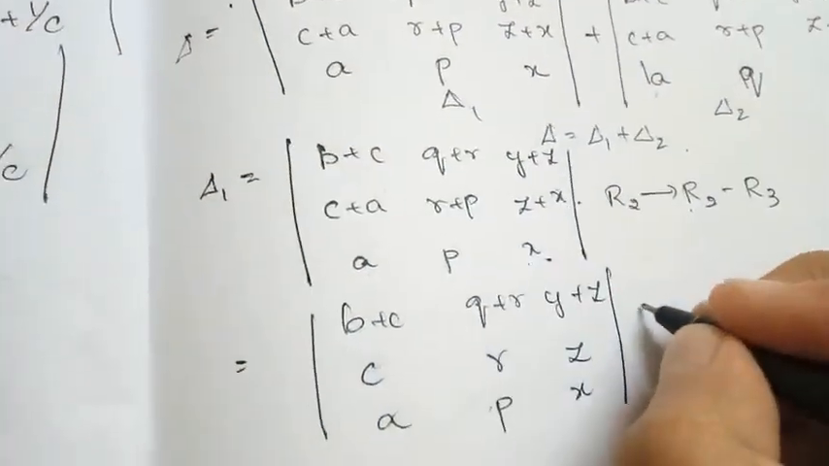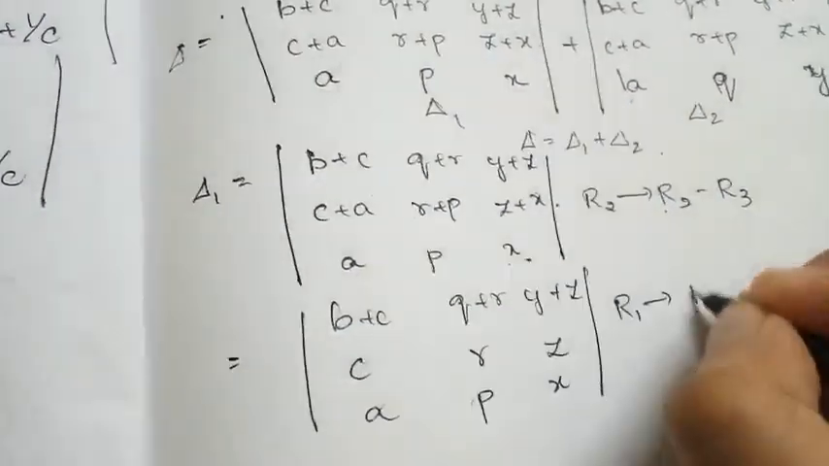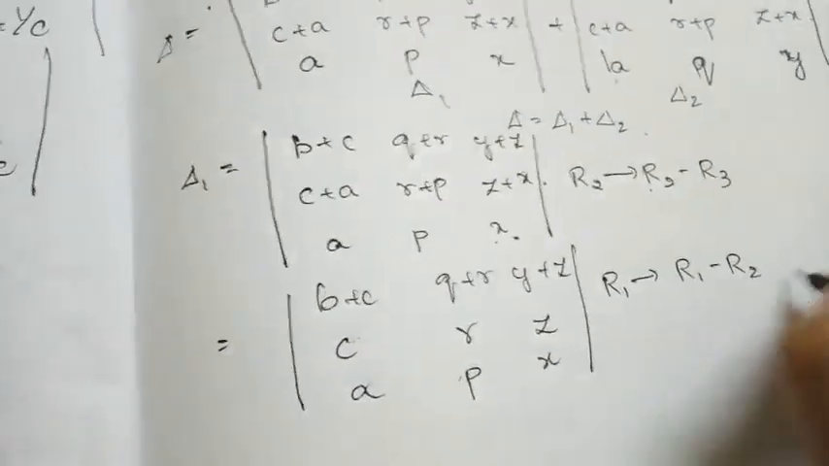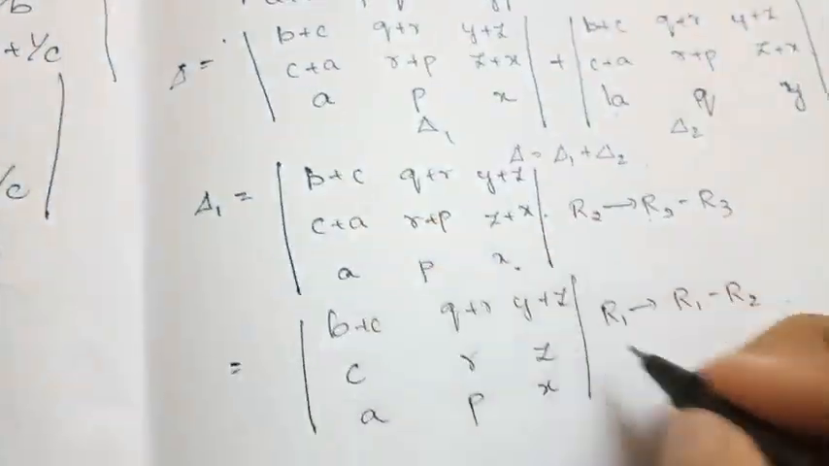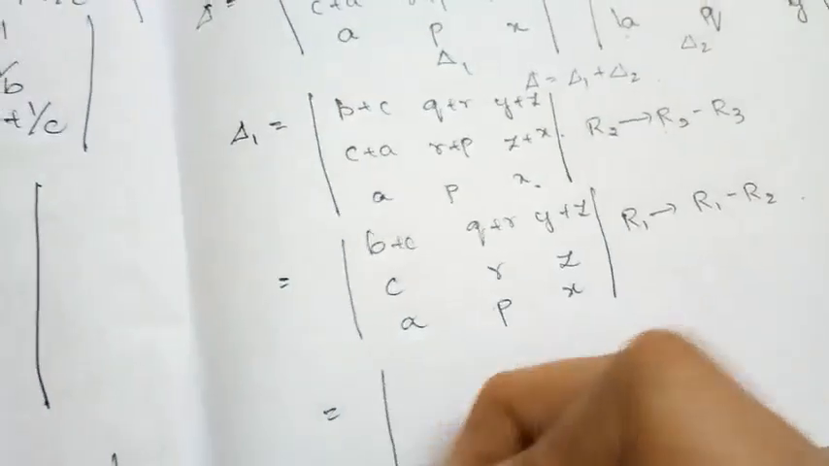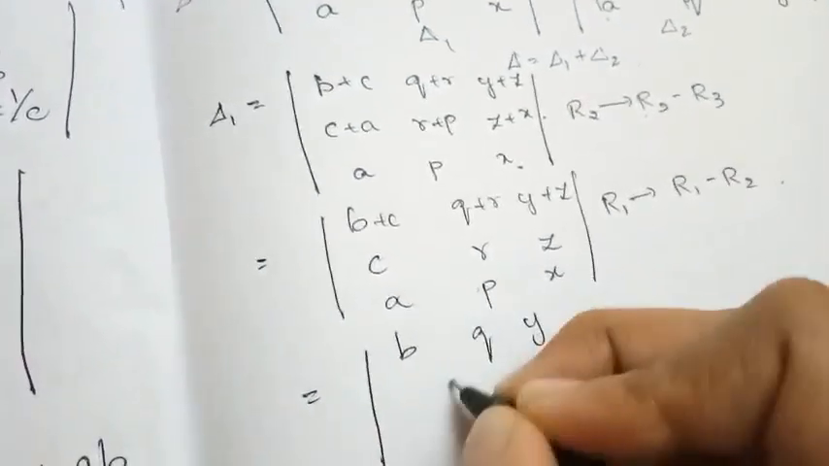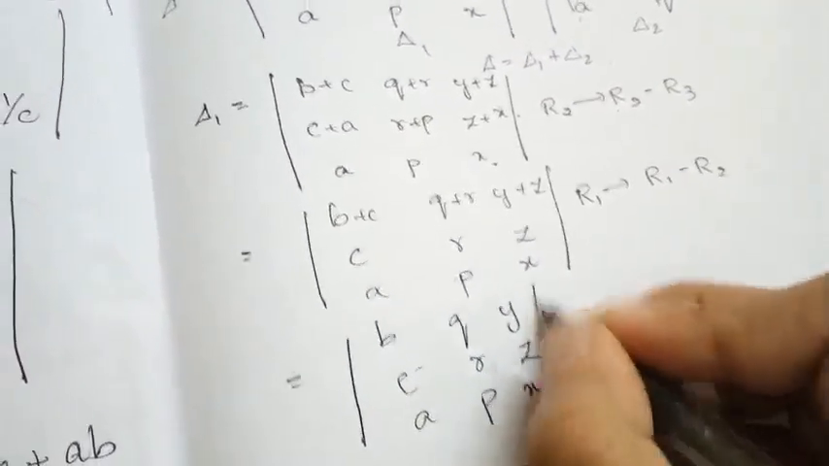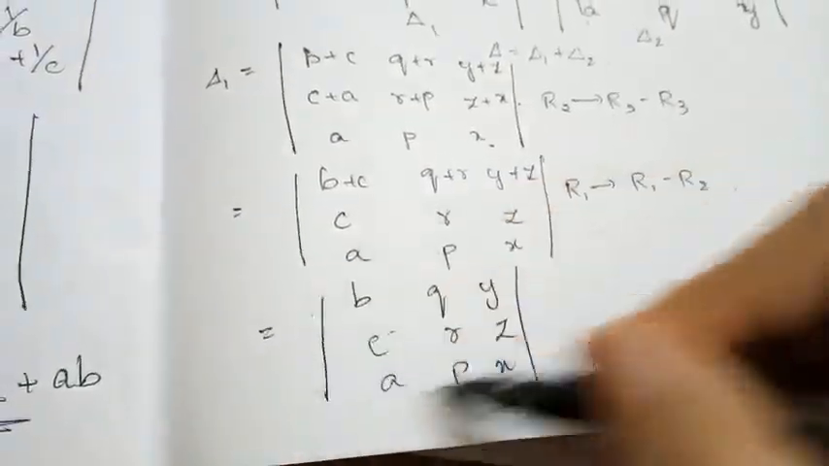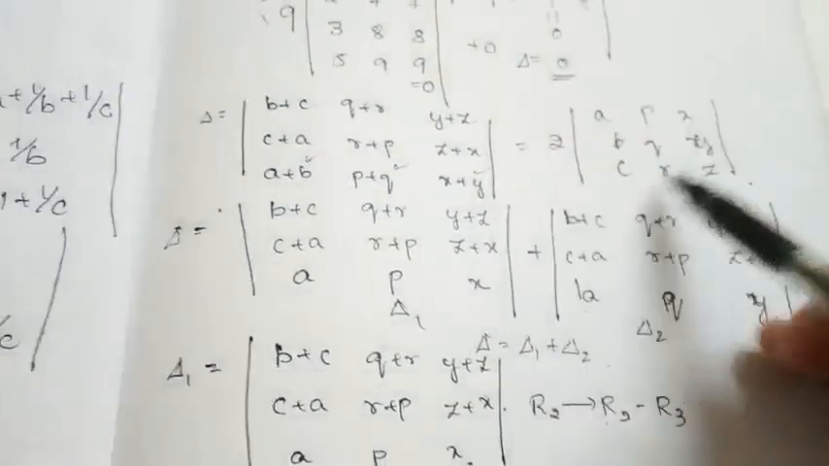Okay, now again I need to apply the row operation. What is that? I am applying R1 implies R1 minus R2. Why this one? Again, if I take C, R and Z from the first row, I am going to get B, Q, Y, C, R, Z, A, P, X.